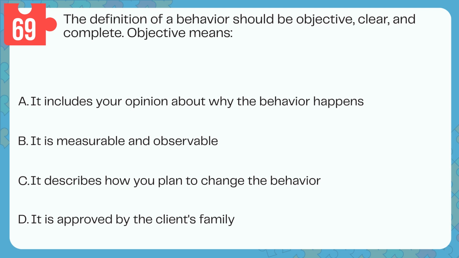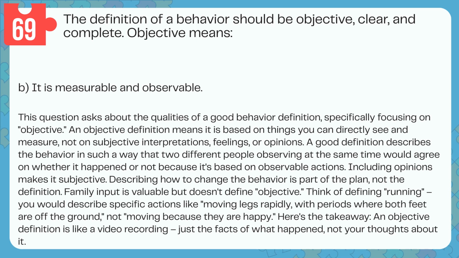Question 69. The definition of a behavior should be objective, clear, and complete. Objective means A. It includes your opinion about why the behavior happens. B. It is measurable and observable. C. It describes how you plan to change the behavior. D. It is approved by the client's family. Answer B. It is measurable and observable.